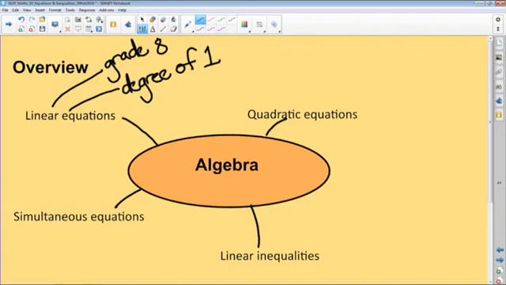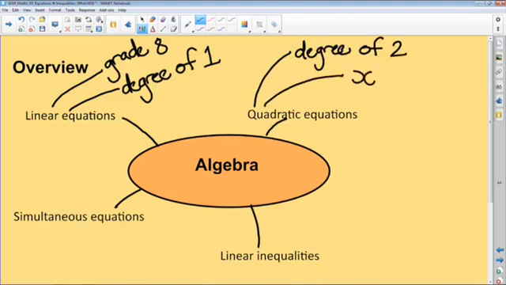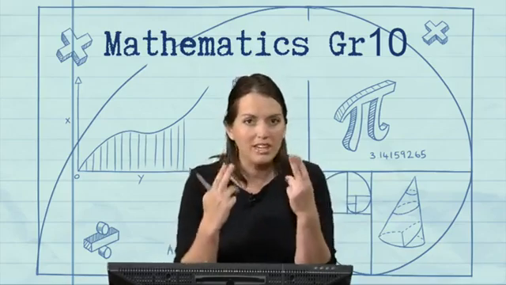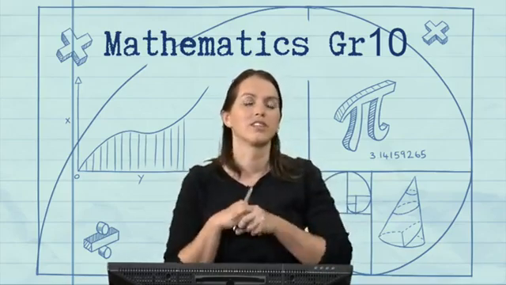And you probably haven't spoken about degrees of equations and expressions since you were in grade 8, but now you know why it's important. Now, quadratic equations will have a degree of 2. In other words, it's going to have a squared in it. Typically, we see a lot of x squareds, but sometimes we see y squareds and a squareds and b squareds and things like that.